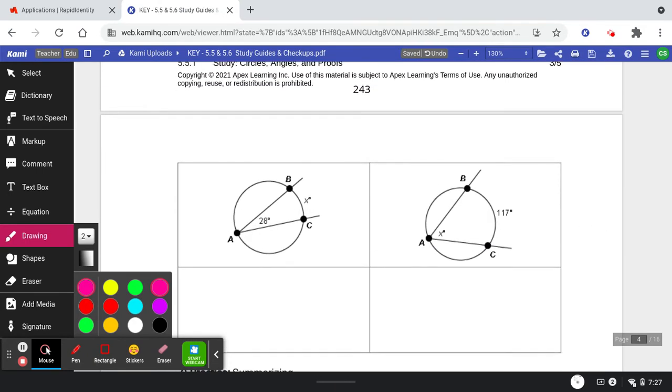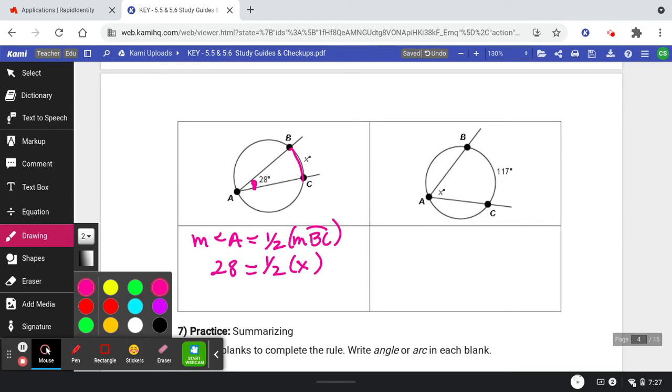All right, we're going to apply this rule now. Use the inscribed angle rule to find the value of x for each circle. Remember that this angle here is half of the intercepted arc. So the work we would write: the measure of angle A is equal to half the measure of minor arc BC. And we know that this is 28, and the measure of minor arc BC has an x as its value. So we multiply both sides by 2, and we get that x is equal to 56. And our units are going to be degrees, because all of these measures are in degrees.